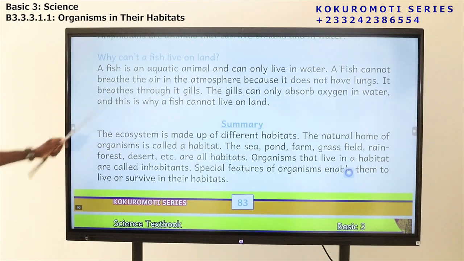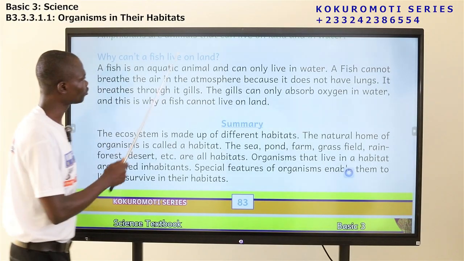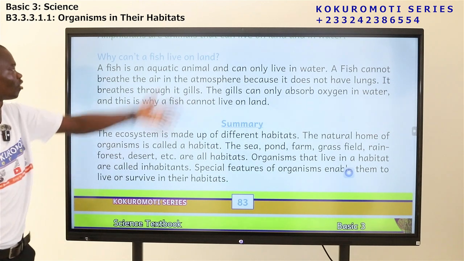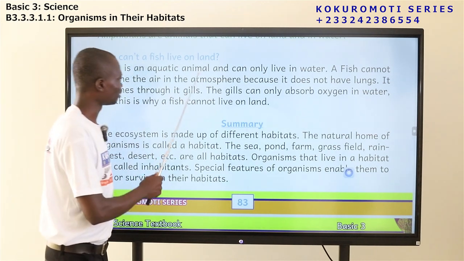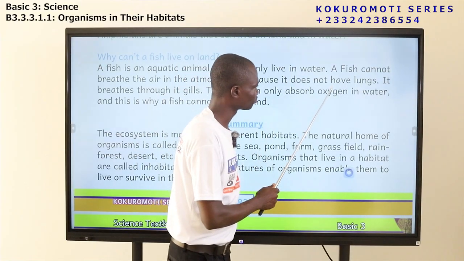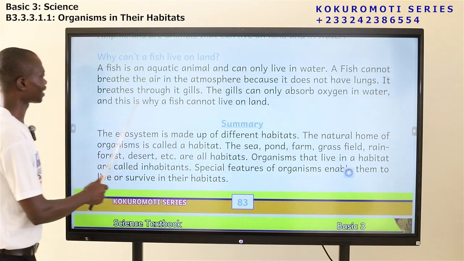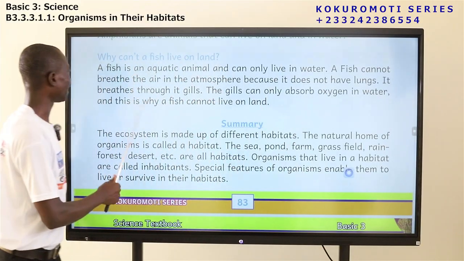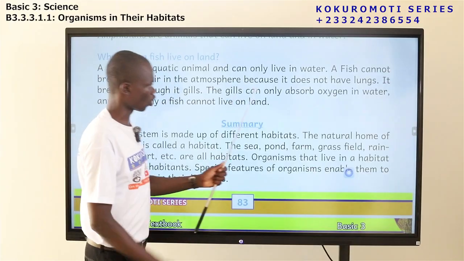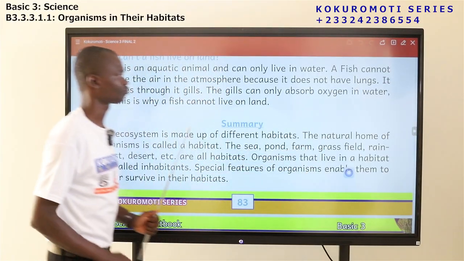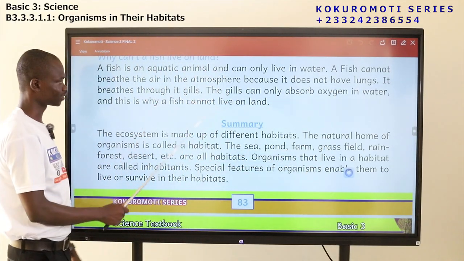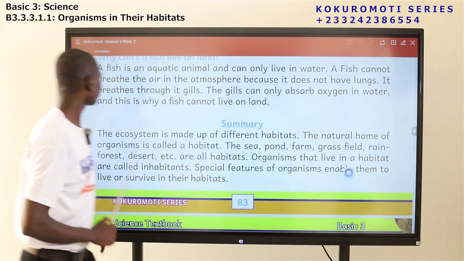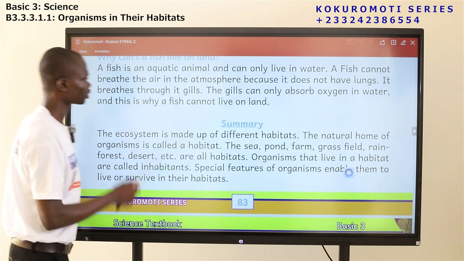Very good. The next one. Why can't a fish live on land? Another interesting question. Why is it that fish cannot live on land? A fish is an aquatic animal and can only live in water. I'm saying it again. A fish is an aquatic animal and can only live in water. A fish cannot breathe the air in the atmosphere because it does not have lungs. It breathes through its gills. The gills can only absorb oxygen in water. And this is why a fish cannot live on land.